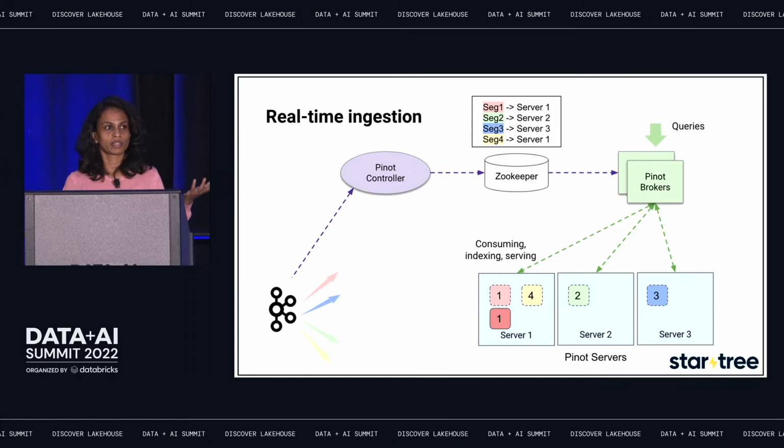Now, if you don't have your data in a stream, but instead have it sitting somewhere in a data lake, Pinot also has ways to natively keep pulling data from the data lake in a continuous incremental fashion. So that's the other way to get data ingested into Pinot.